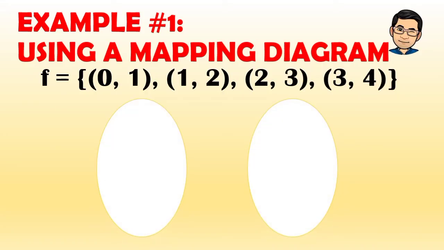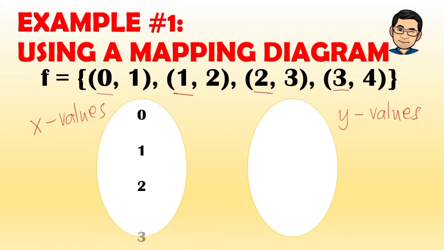So, mag-drawing tayo ng dalawang oval na magkatapat. And then, on the left side, usually, ang sinusulat natin dito is yung ating mga x values. Sa right side naman, of course, y values. So, yung ating mga x values, 0, 1, 2, and then 3. And then, our y values are 1, 2, 3, and 4.